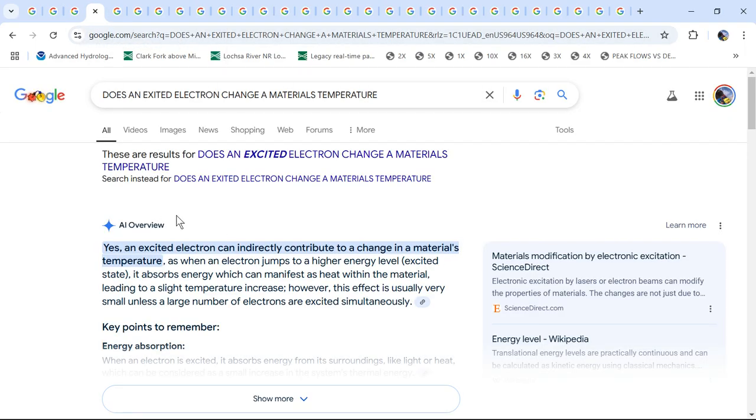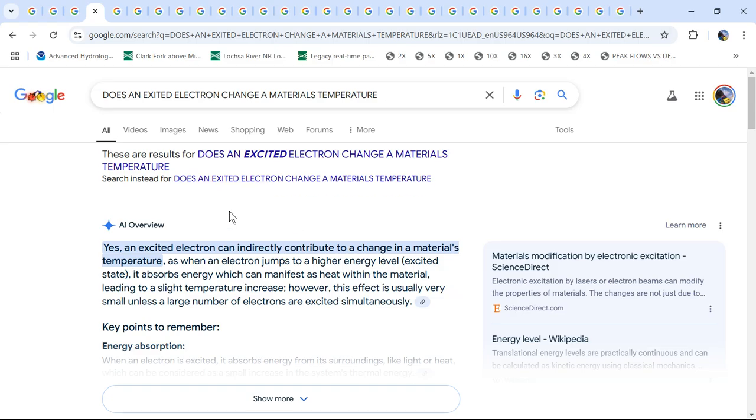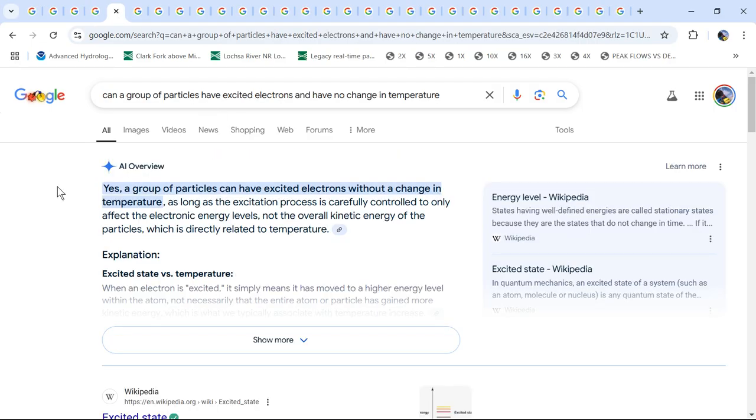Because I think I go down a line of questioning. Does an excited electron change a material's temperature? I was kind of curious about that, and it said yes. And then I wanted to know, basically this idea of temperature, one individual particle can't have a temperature. It has to be a collaboration of particles. So can a group of particles have excited electrons and have no change in temperature? And this says yes, but with a caveat. It talks about the overall kinetic energy.